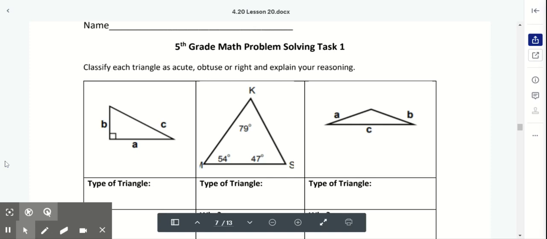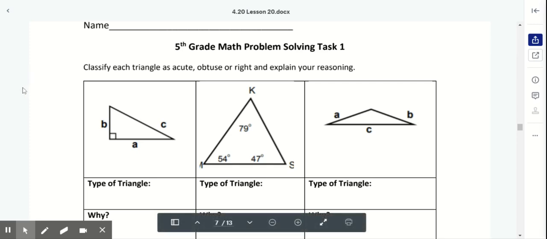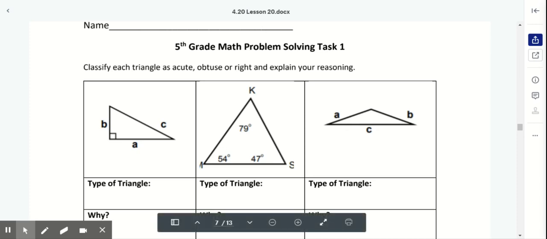For today's PST, you're going to classify each triangle as acute, obtuse, or right and explain your reasoning. Now, yesterday you spoke about rhombus and rectangles. Today, we're going to learn about triangles. Now, from fourth grade, you should know that you can classify triangles based on angle types. So we have our angle types: acute, obtuse, and right.